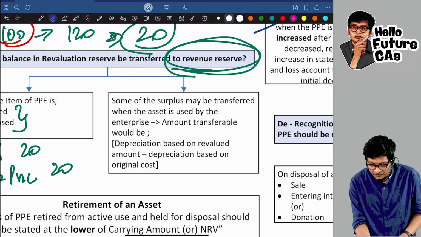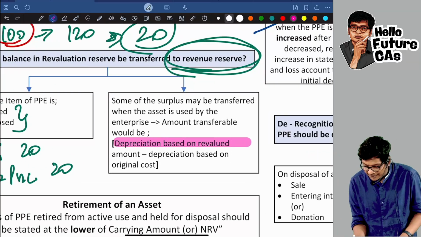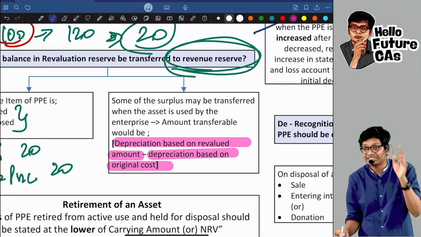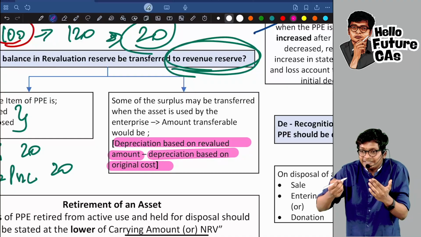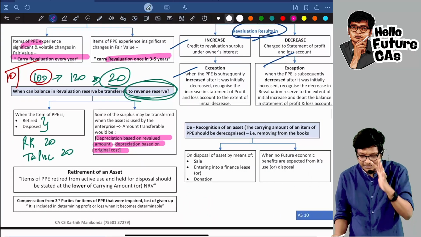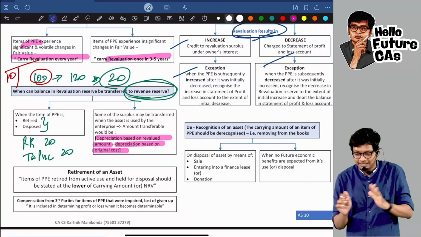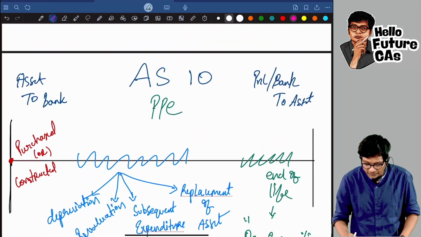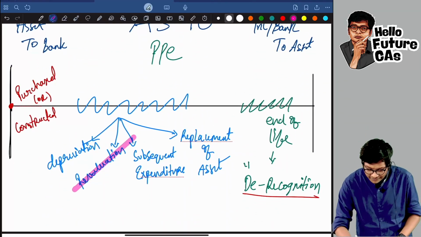Now read this statement, you will understand. You can transfer the surplus: depreciation based on revalued amount is 12, depreciation based on original cost is 10. The difference, the excess depreciation, can be transferred back from revaluation reserve to P&L on a yearly basis. This is the option given. Are you following, guys? This is during the life of the asset. So during the life of the asset, some more things we have to discuss over here. Now we are done with revaluation.